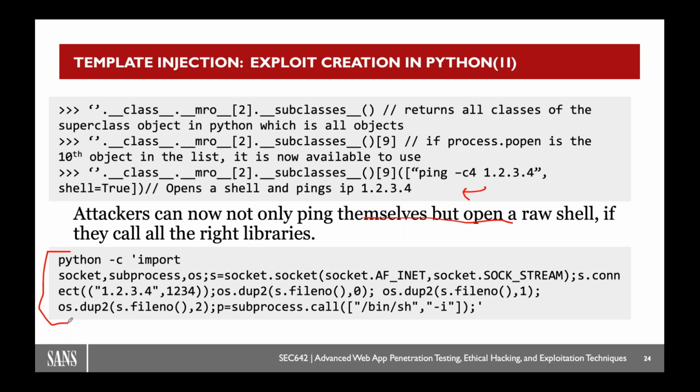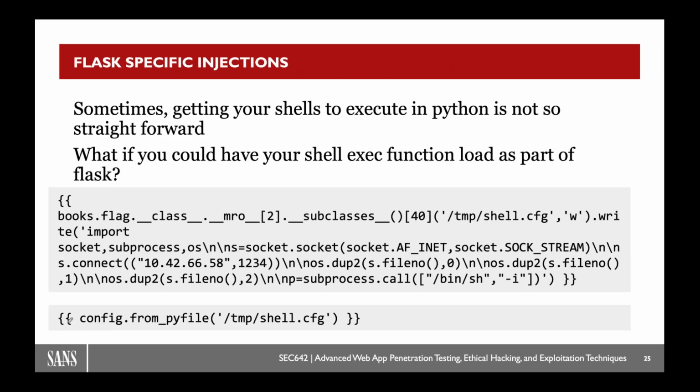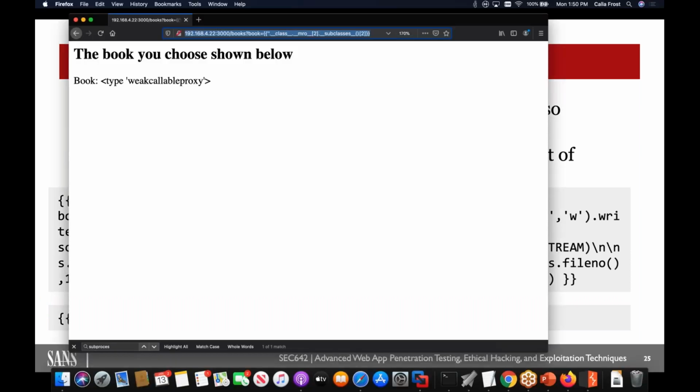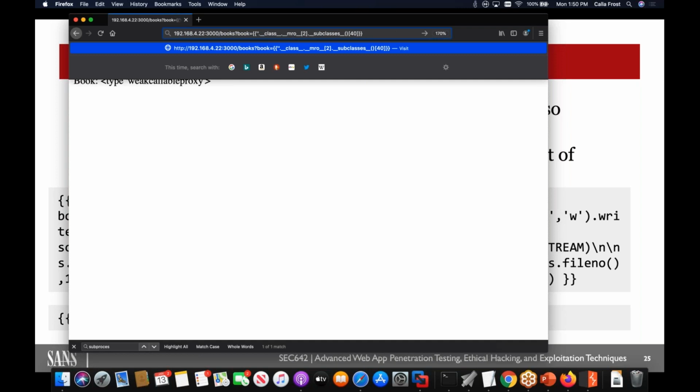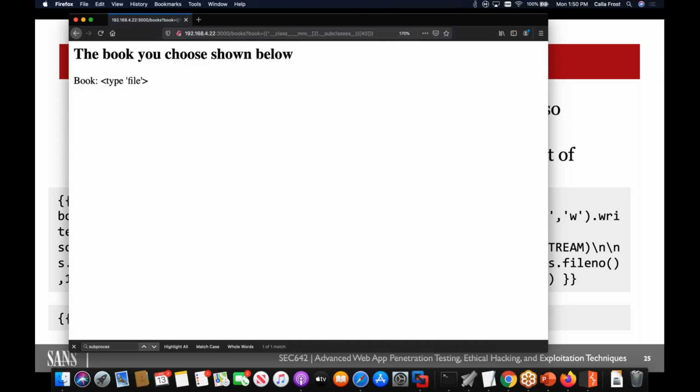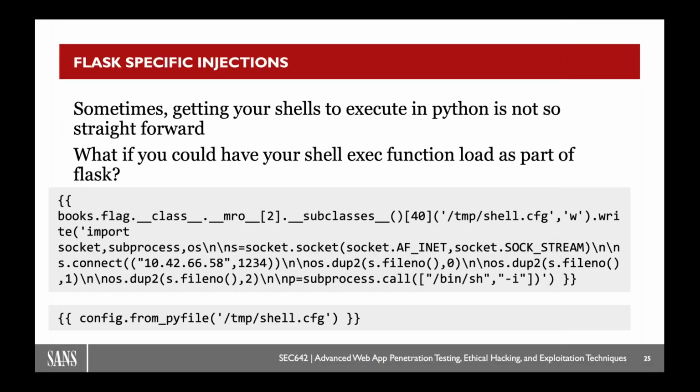I'll give you a different way of doing it. Okay. So here is a much more interesting way of doing it. What we can do is I can find the subclass number 40, which is actually, and you can see what it is here, file. So I can do a file. What can I do with a file? I can write a shell. What is in my shell?